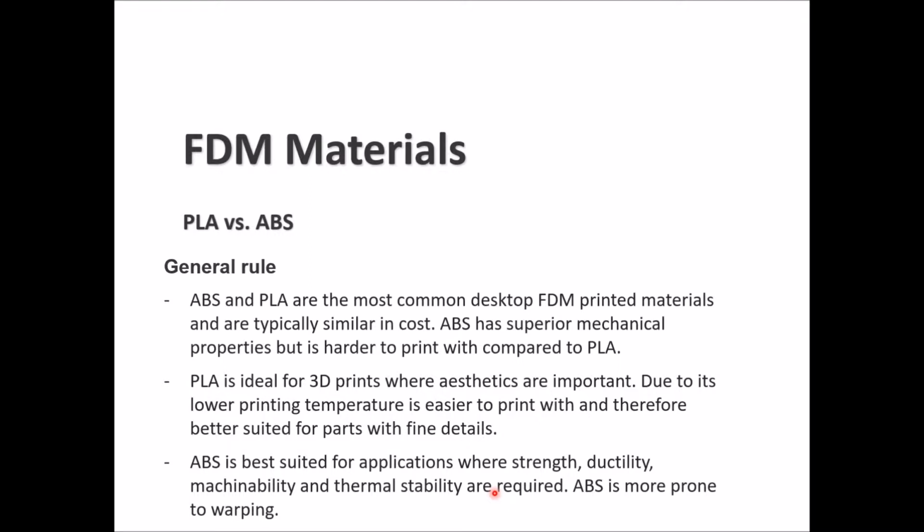ABS has very good mechanical properties, but it's harder to print compared to the ease of printing of PLA. PLA is very good for 3D prints where you care about how good the part looks. It has a lower printing temperature, so it's easier to print with, and it's better suited for parts with fine details. ABS fits very well for applications where you care about strength, ductility, machinability, and even thermal stability. ABS is more resistant to warping than PLA.